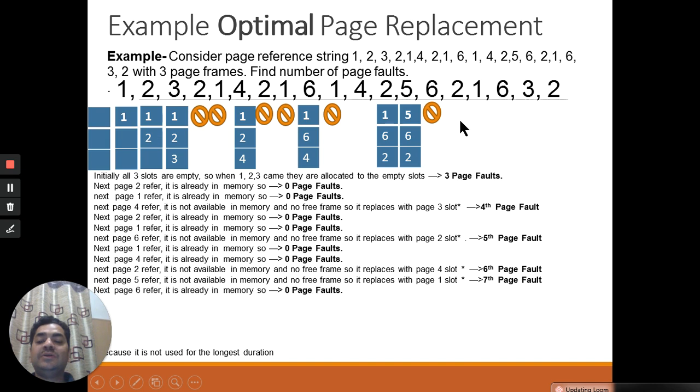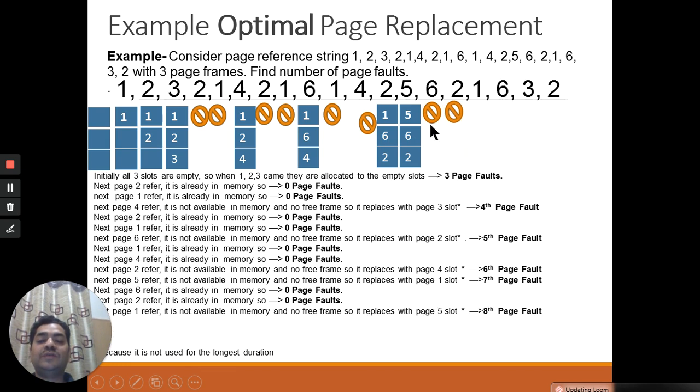6, no page fault. Then 2, no page fault, already in the memory. 1 is not there; 5, 6, 2 is there, so 6 is used, 2 is used, so 5 is not used for a longer time period, so it is replaced with 1, giving 1, 6, 2. Page 6, it is already in the memory, so no page fault.